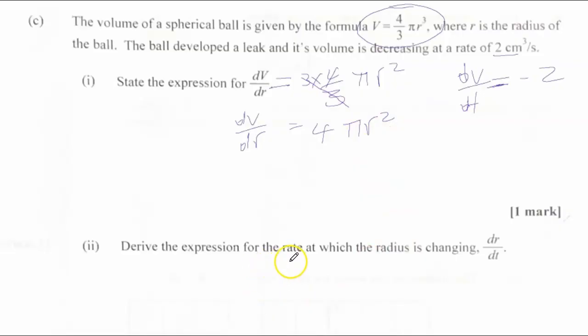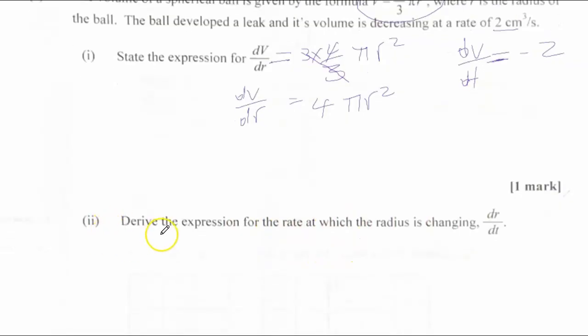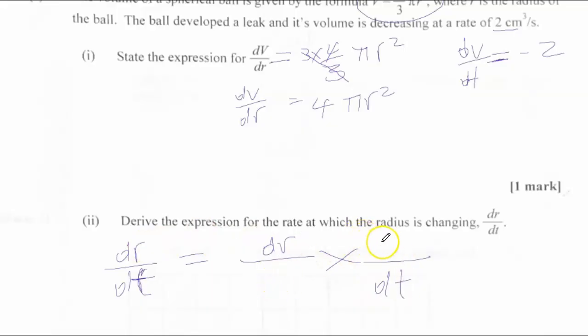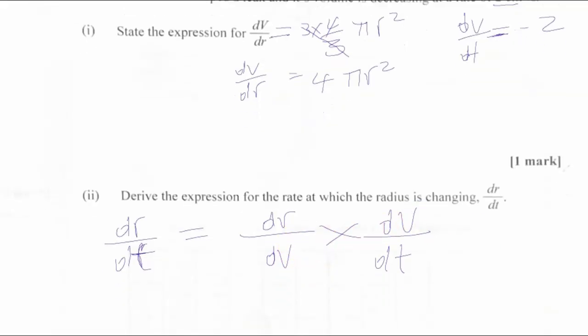Derive the expression for the rate at which the radius is changing. So that's dr by dt. We need dr in the numerator for the first one, and we need dt, and these two must be the same. Obviously it has to be dV, since we're talking about volume, a change of volume. Alright, so that's the expression for dr by dt.